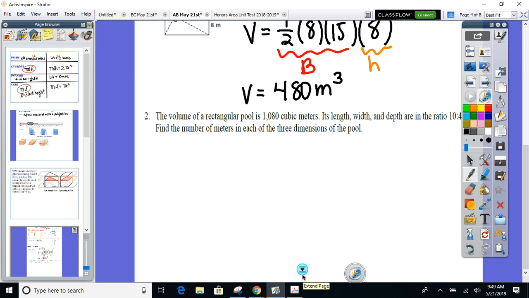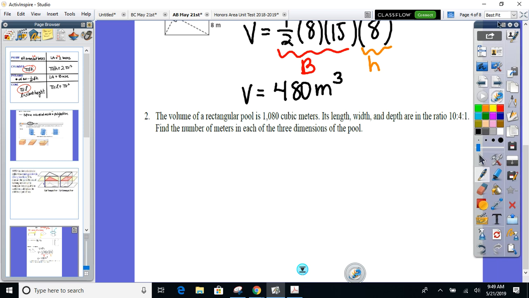All right, great basic problem, right? Let's raise the level now. We got a pool. The volume is 1,080 cubic meters. Length, width, and depth are in that ratio, 10 to 4 to 1. Find the dimensions. What do you do with the 10 to 4 to 1? Put X's with them. 1,080.